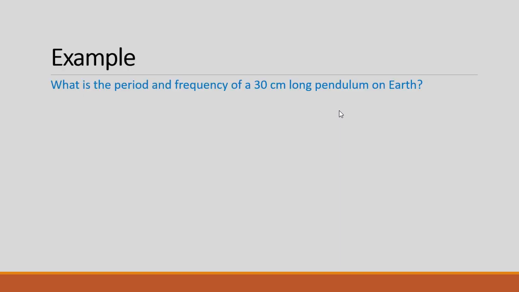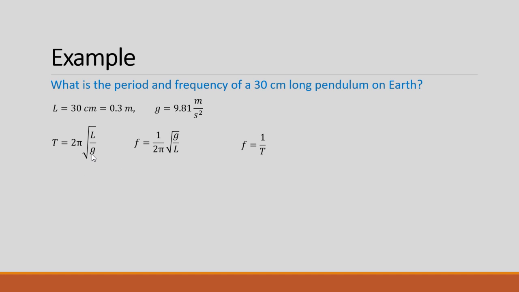Now let's look at an example. What is the period and frequency of a 30 centimeter long pendulum on Earth? Starting out, let's write down the variables we know. The length of the pendulum is 30 centimeters, which equals 0.3 meters, and the acceleration due to gravity on Earth is 9.81 meters per second squared.